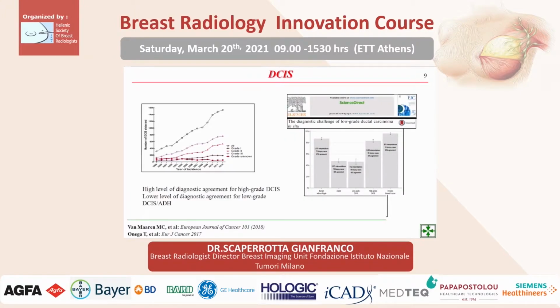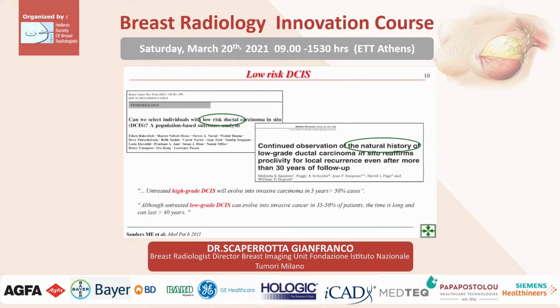Another very important aspect of DCIS is the very different level of agreement between pathologists for high grade and low grade DCIS. There is a high level of agreement for high grade and very low agreement for low grade. So it is a different disease, a different problem for the radiologist in the diagnosis, a different problem for the pathologist, and a different approach for the surgeon.